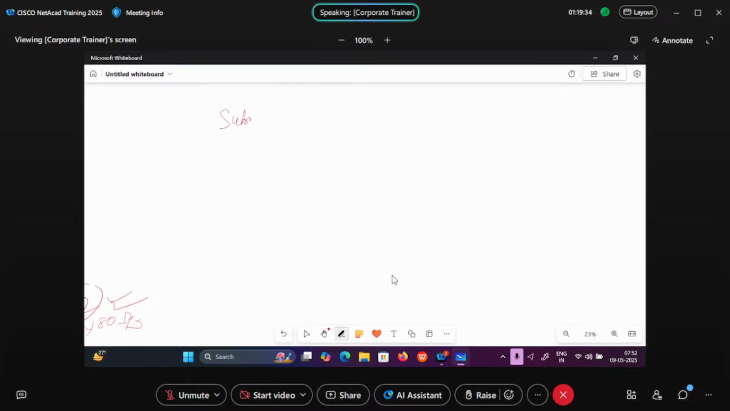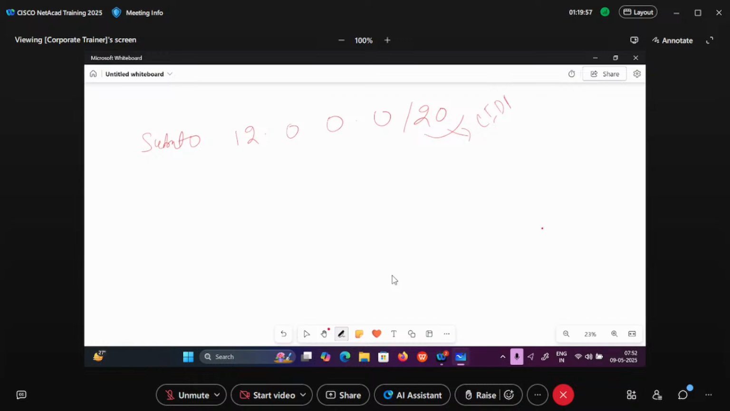Just look at this. Subnet 0. What is the IP? Tell me. 12.0.0.0/20. Slash 20. Right. So just think of it, 20 is my CIDR value. This is my CIDR value.